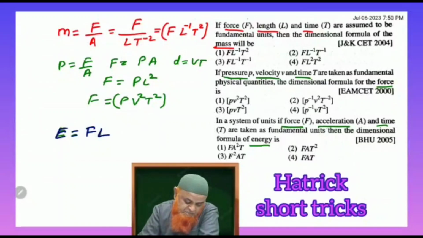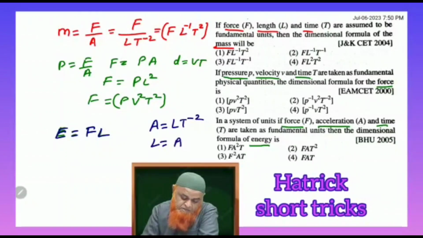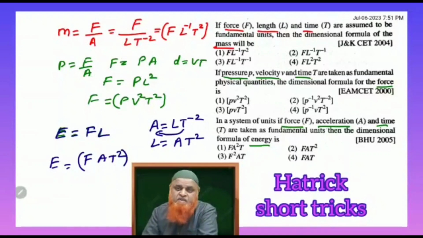We can take energy is equal to force into displacement, and you know acceleration is nothing but L T power minus 2. So L means you can write a t square if you transfer this t here. So therefore energy is nothing but force F, and instead of L, you can write a t square. Your formula is ready. Hope you have enjoyed this type of amazing methods to solve the problems.